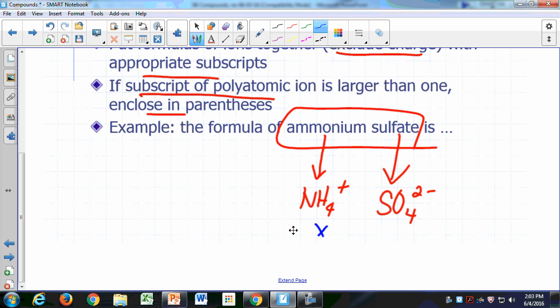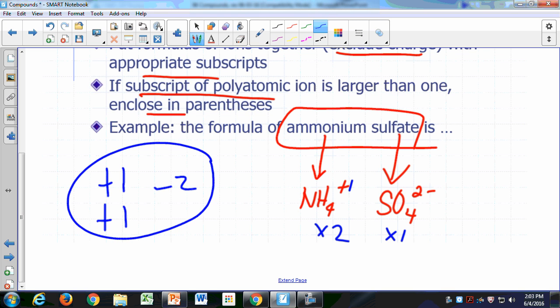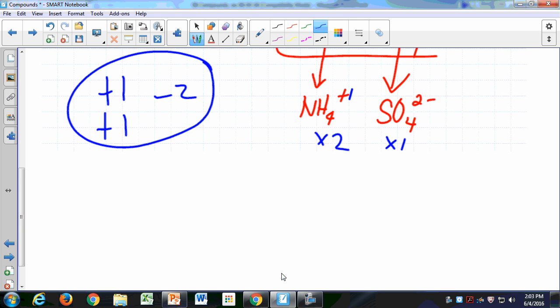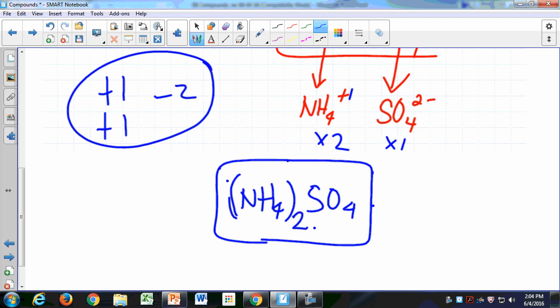This is +1, so I'm going to need 2 of those, and I'm going to need 1 of that. Two +1s and a 2- add up to 0. So the formula would be 2 of the NH4s. I put the NH4 in parentheses and write a 2 outside. And I need 1 sulfate, so SO4. I don't put it in parentheses and put a 1 outside because we don't write 1s. So this is the formula for ammonium sulfate, (NH4)2SO4.